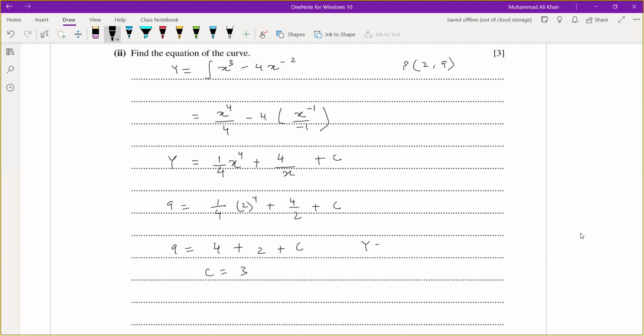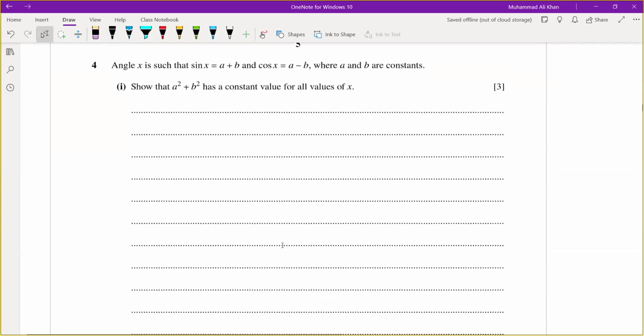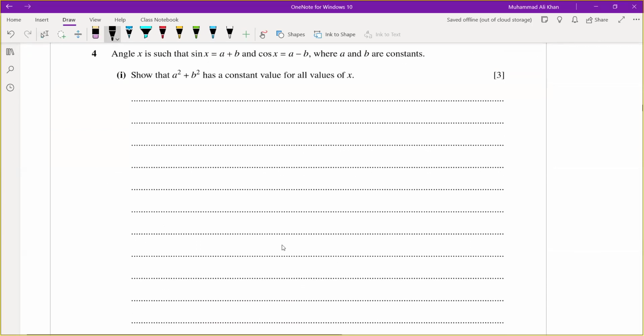Therefore, the equation of the curve is y equals to 1 upon 4 x power 4 plus 4 upon x plus 3. This is the equation of the curve which we had to calculate. Now, after the question of differentiation and integration, the next question is the question of trigonometry. Angle x is such that sin x equals to a plus b and cos x equals to a minus b. It says show that a square plus b square has a constant value.